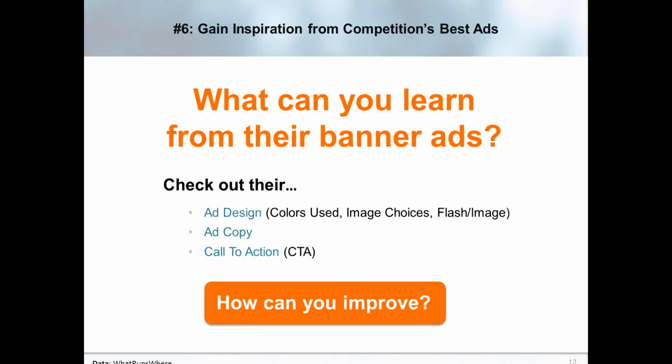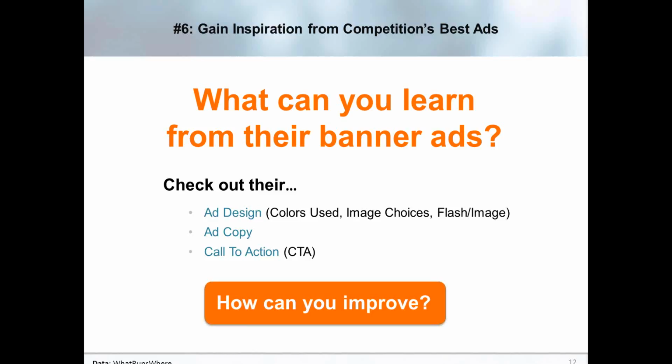So when I'm looking at data on what runs where, or I'm looking at banner ads on the web, what can I take from these ads and what can I take from the ads in the holidays and use it to help myself? So I would check out their ads for a couple of factors. Their ad design, so colors used, image choices, if it flashes an image; the copy, so what they're actually saying; and then their call to action. So the call to action is the words that they use to compel you to do something. Is it buy now? Is it click here?